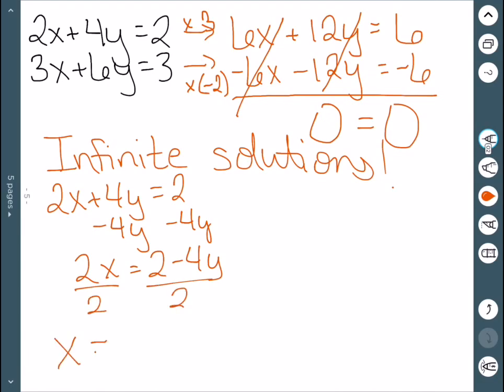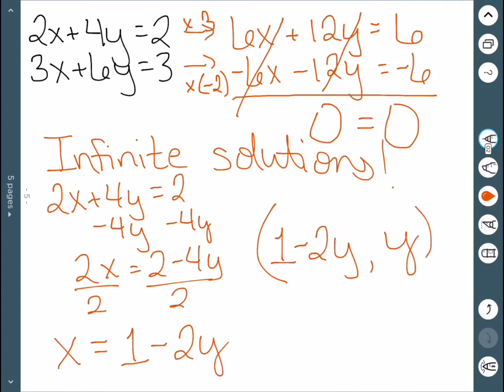I picked the first equation and solved for x and got that x is equal to 1 minus 2y. So when we write our solution, x is 1 minus 2y, and then y, we just write a y. Essentially, this gives us a format for our solutions. If you give me a value for y, I can tell you what x needs to be to make it an actual solution.